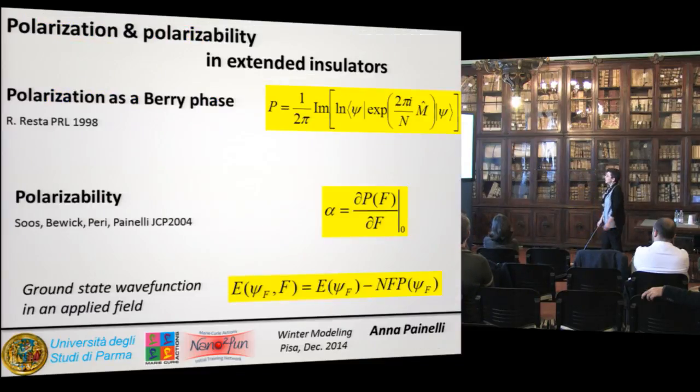The tough part is the calculation of polarization and polarizability on these surfaces, because you want their evolution, not the evolution of the coordinates. This can be done using an approach due to Raffaele Resta, who was able to demonstrate that in extended systems, the polarization can be calculated in terms of a Berry phase. So there is this very famous expression. A few years later, together with Zoltan Soos, we were able to extract a closed expression for the polarizability based on the same equation as Resta for polarization.